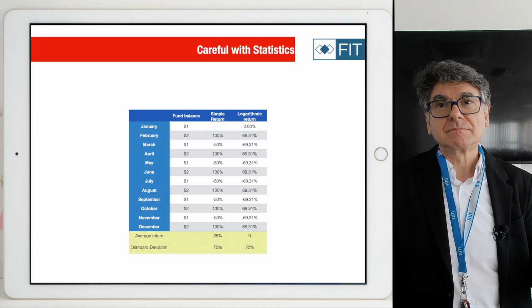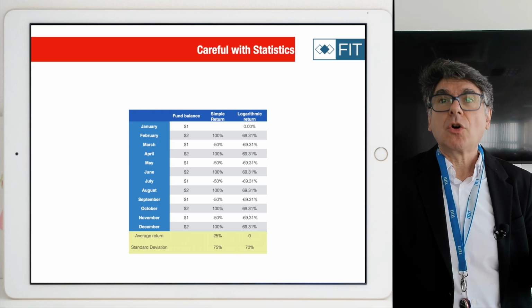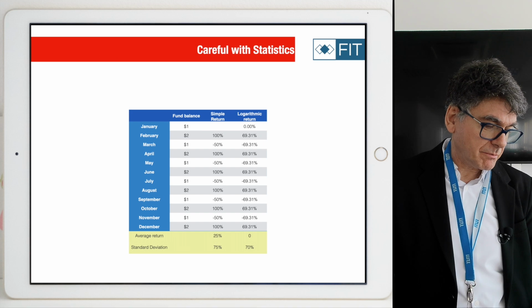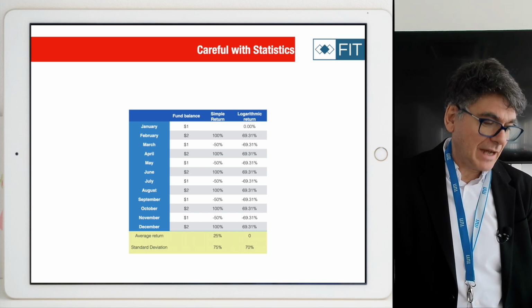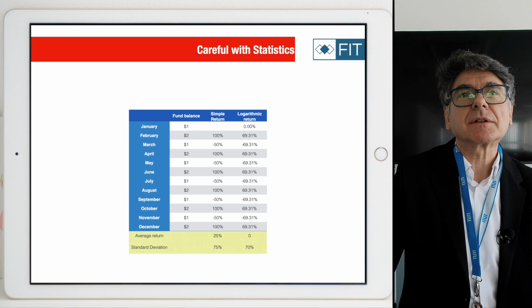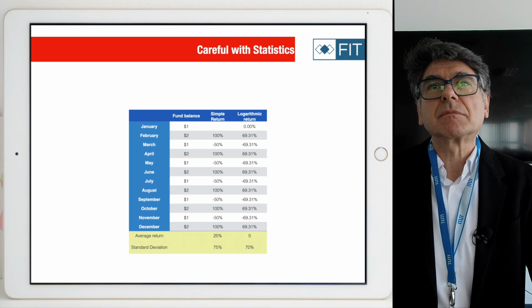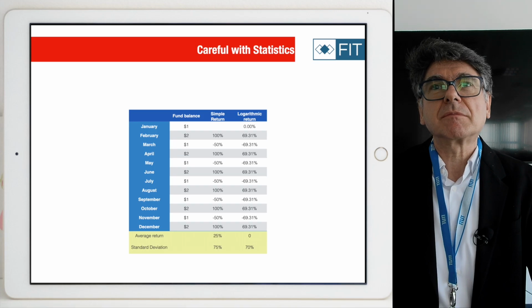But for example, in academia, this phenomenon is well known. Actually, let me say one thing. This phenomenon is well known, but very few people understand it. Do you understand what I'm saying?